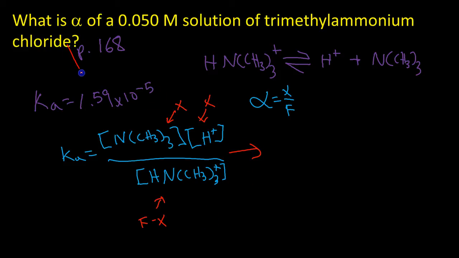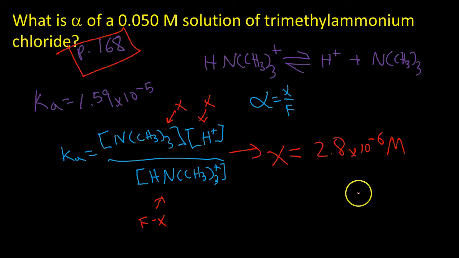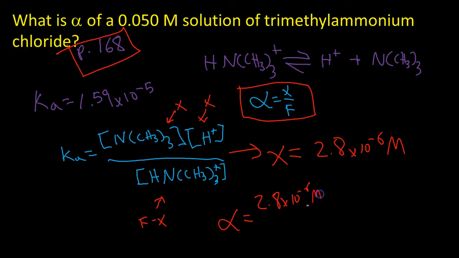And so we can rearrange this into a quadratic, and I'm not actually going to do that. All right, so again, turn to page 168. They actually solve this for you, and you find that x, using the quadratic equation, equals 2.8 times 10 to the minus 6. All right, so now if we want to find alpha, all we do is use this formula right here. And so alpha equals 2.8 times 10 to the minus 6 molar divided by our initial concentration. Our formal concentration is this here, so it's divided by 0.05 molar.